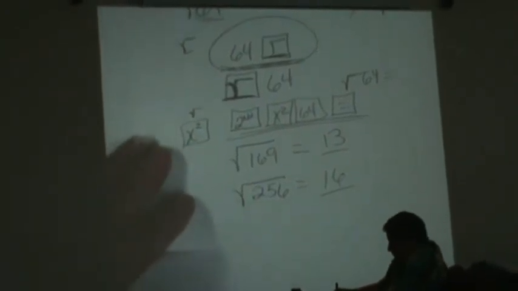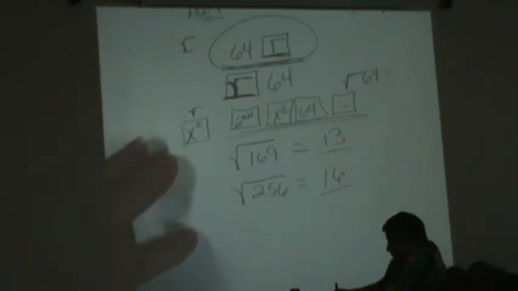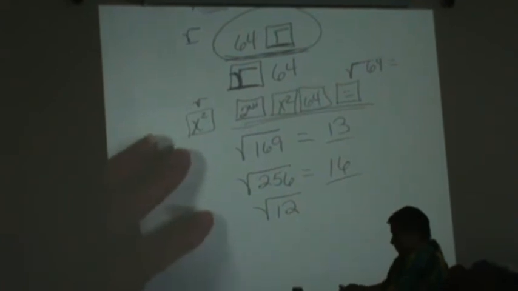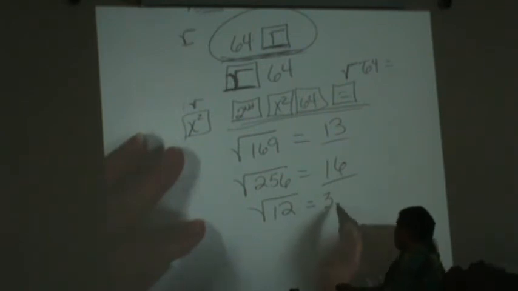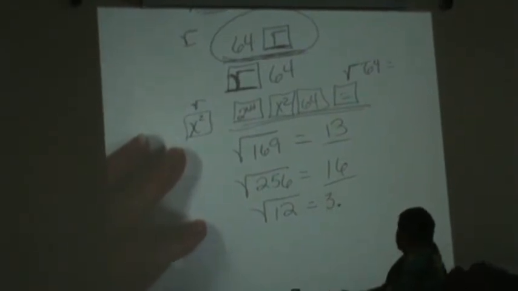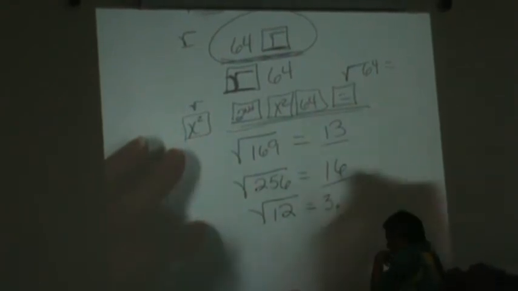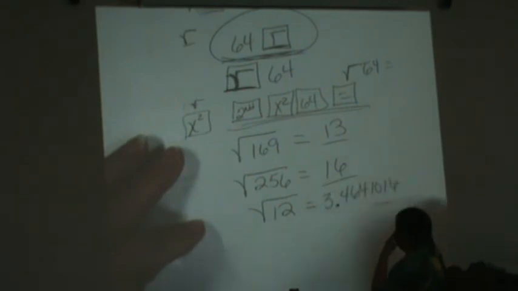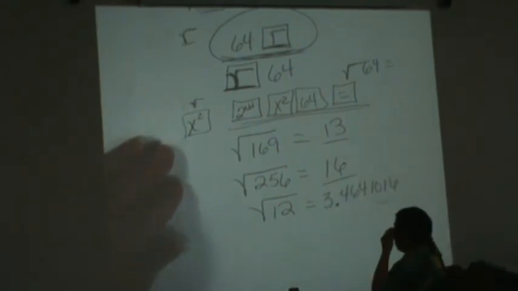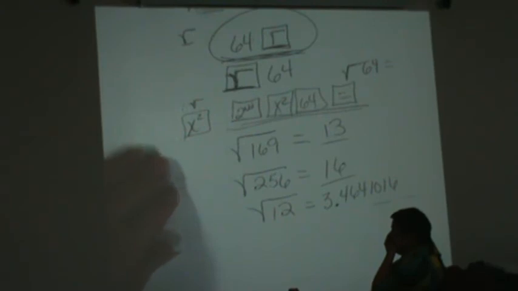They don't all come out exact. Let's say you have square root of 12. 3 point, yeah, it doesn't come out exact on everything, does it? 3.464, whatever, as far as your calculator goes. So it may not always come out whole.